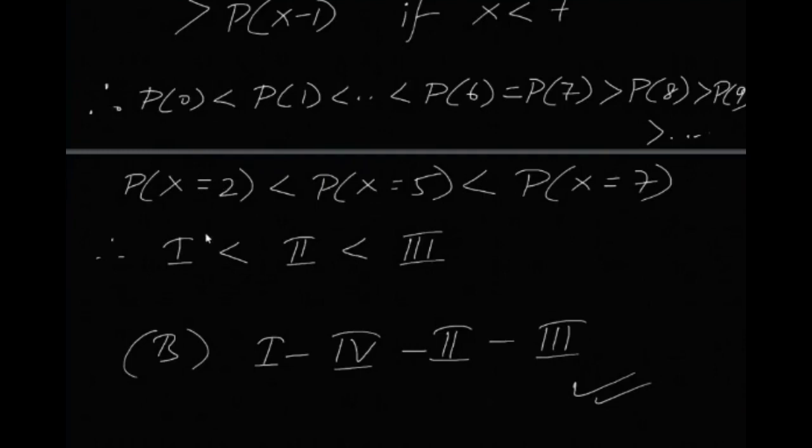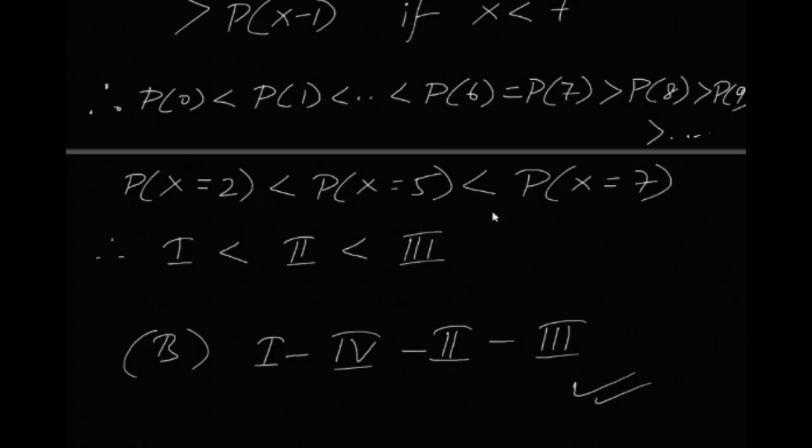See, in this statement, 1, 2, 3, and 4 denote the cases. So 1 denotes x equals 2, 2 denotes 5, 3 denotes 7, and 4 denotes 10. So 1 is less than 2 is less than 3, right? You have to arrange them in increasing order. That means the smallest one will be first, and the largest one will be last. So for 1, 2, and 3, we have got this order.